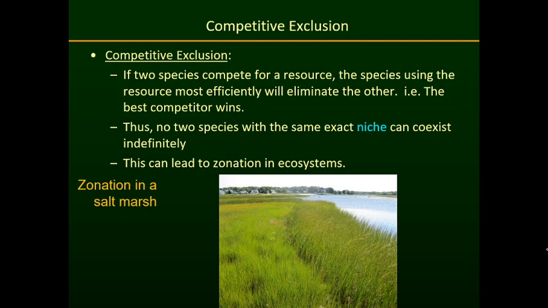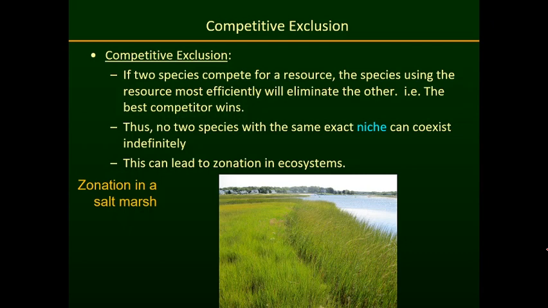And this can lead to a pattern we see in ecosystems called zonation, where at a lower elevation you've got one species, you go slightly higher, you have another species, or something along those lines. If you go for hikes out in nature, you'll see that species are found in zones across elevational gradients or moisture gradients or things like that.